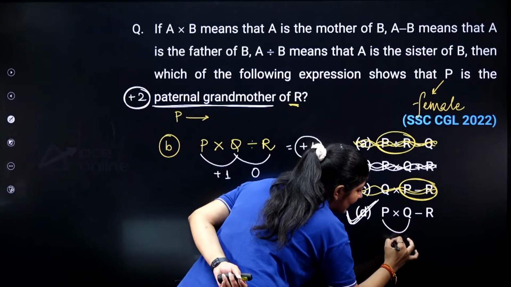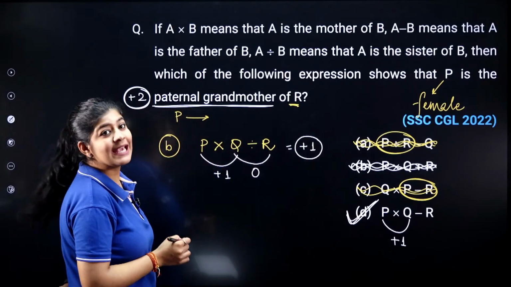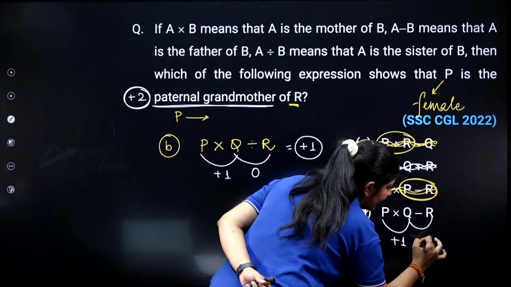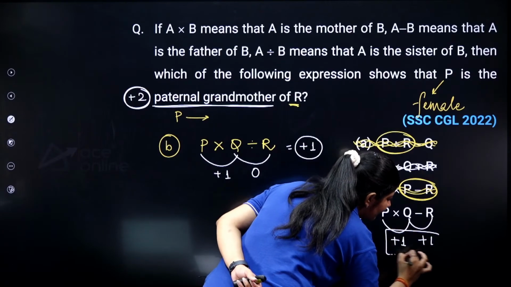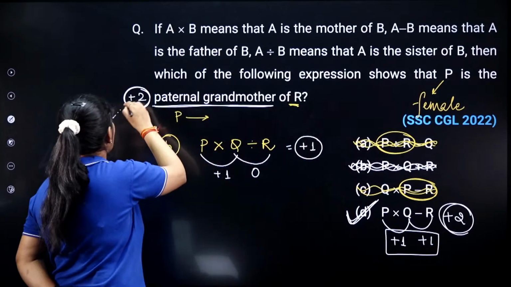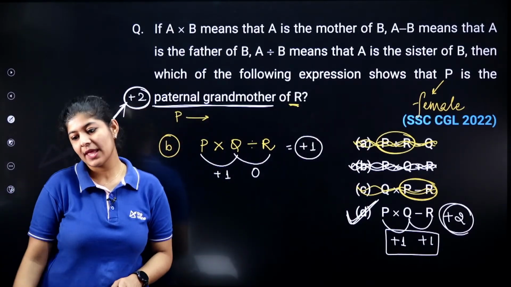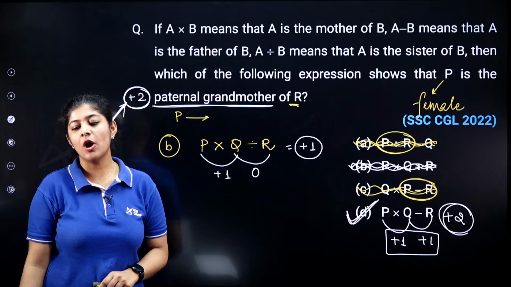Here I am getting +1, right? Q minus R, that means A is a father. Father, that means again I am getting +1. And if I add them up, I am getting +2, which is required over here. So the correct answer over here is your option number D. The correct option over here is your option number D.